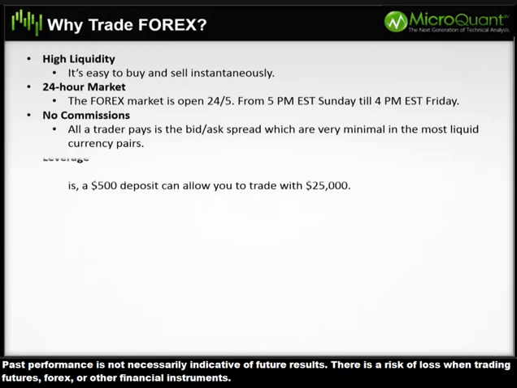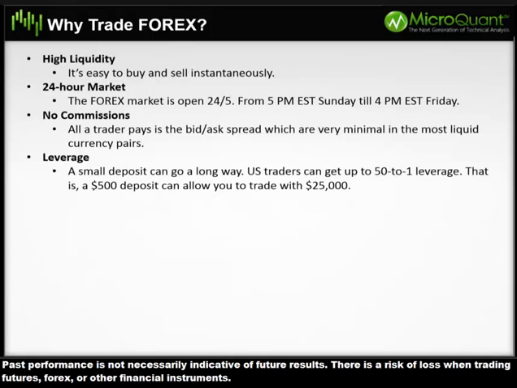Leverage. This is one of the biggest tools in the Forex trader's toolkit. A small deposit can really go a long way. In the US, you can get up to 50 to 1 leverage. In other words, you deposit $500, and it will allow you to trade upwards of $25,000. So that's pretty amazing. We'll talk about some of the risk associated with leverage a little bit later.